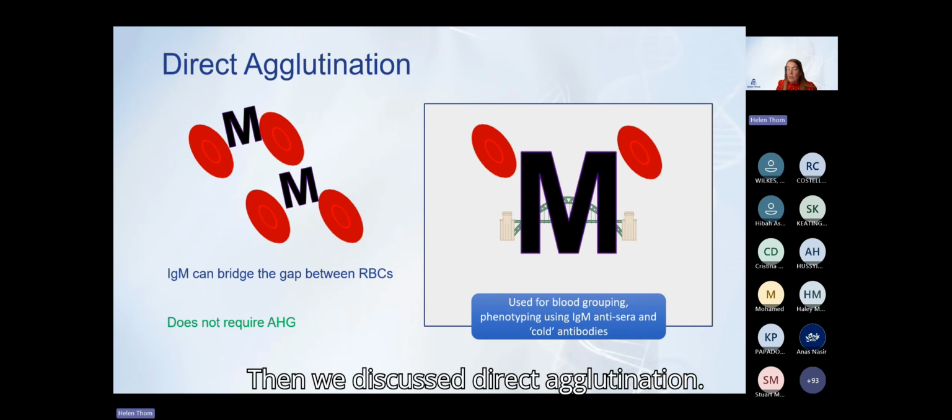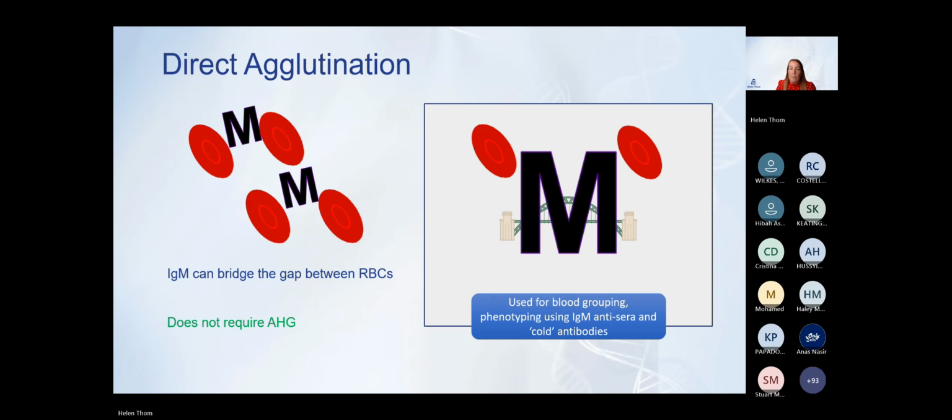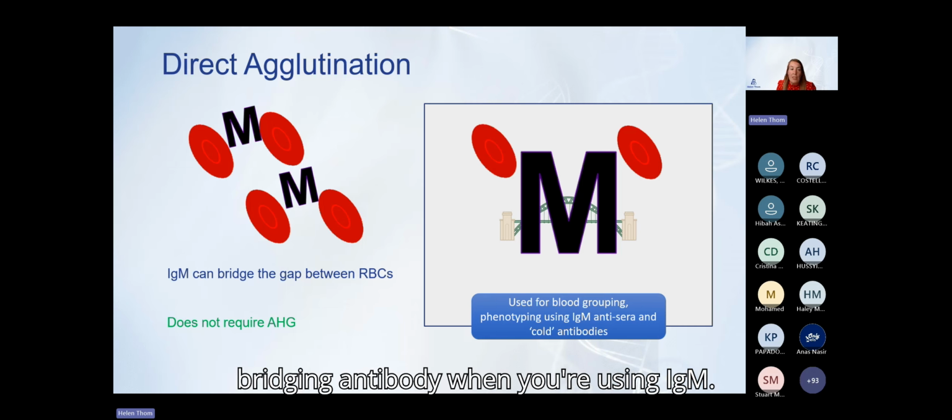Then we'll discuss direct agglutination. When you are using IgM, which I described last time as a massive antibody, the best way to remember it, IgM antibodies are capable of causing agglutination because they are capable of bridging the gap between the red cells, so you don't need to use a bridging antibody. That's your direct agglutination for your phenotyping, if you were doing a direct spin or tube. This is what you use for your blood grouping and IgM phenotyping anti-sera, and it can even be used to detect your cold antibodies, which is quite helpful when you're doing some of your investigations.